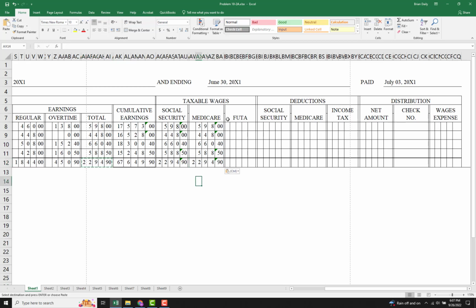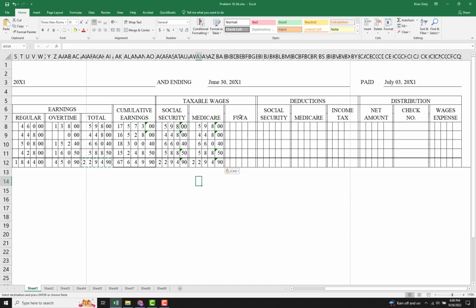Finally, under taxable wages, we have a column labeled FUTA, which stands for the Federal Unemployment Tax Act. The unemployment taxes, we have both federal and state unemployment taxes, are designed to provide unemployment benefits to those people who become laid off. And the FUTA and SUTA taxes are not actually deductions from employees' paychecks. These are taxes that just the employer would pay.